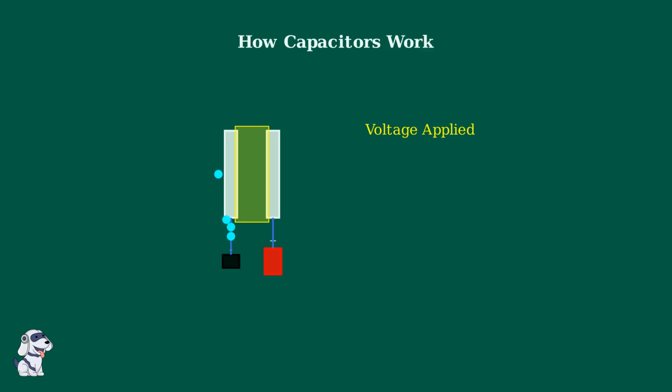Electrons flow from the negative terminal of the battery toward one plate of the capacitor. This plate accumulates negative charge as it gains electrons. Meanwhile, the other plate loses electrons to the positive terminal of the battery, leaving it with a positive charge. This creates an electric field between the plates.